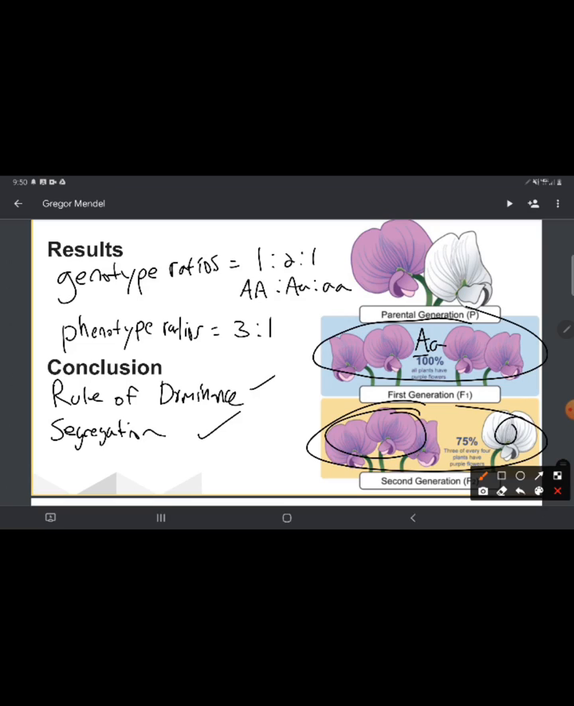The second thing he discovered was segregation. In order for this allele to pair with another, there must be a separation of alleles in these parents. Because it takes 2 alleles to make this white one, that means there had to be an allele here and an allele here coming together.